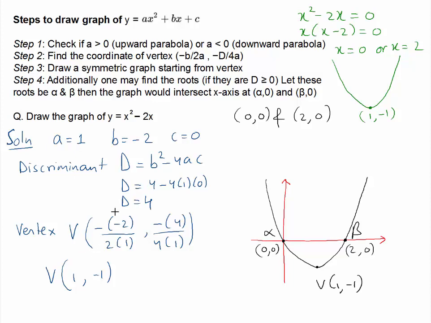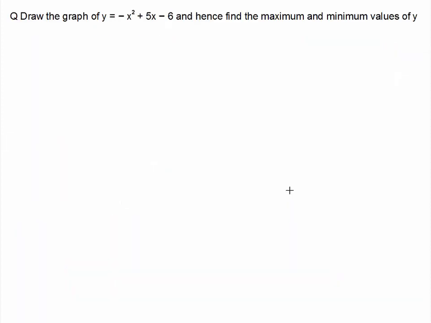Let's see a few more questions. Let's say we need to draw the graph of y equals minus x square plus 5x minus 6, and hence we also need to find the maximum and minimum value of y. Now here a equals minus 1, b equals 5 and c equals minus 6. Next we find the discriminant d, which would be b square minus 4ac. That would be 25 minus 24, so that's 1.